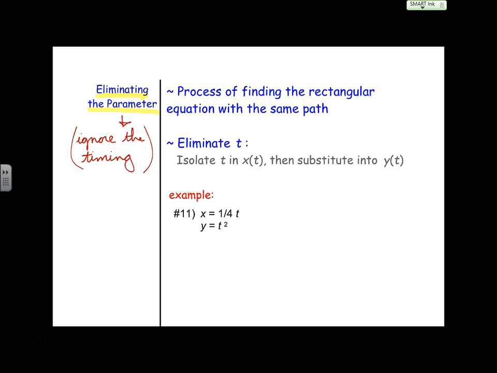The process of finding the rectangular equation with the same path is another way of thinking about it. So we're going to try and figure out what the path looks like. Maybe not exactly where something is at different times. We just want to figure out the road, the path, the shape. Because parametric ones, again, do get confusing as far as what they look like.